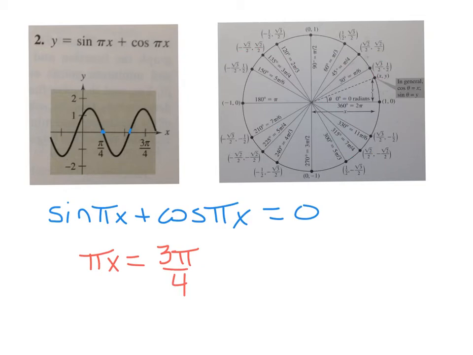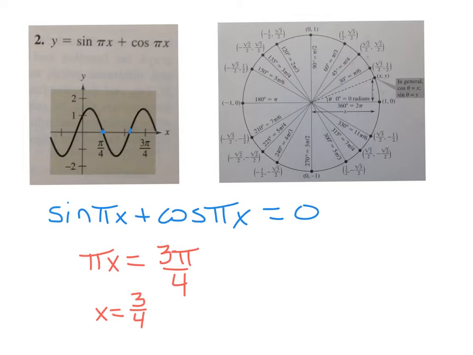Okay, so don't get mixed up, right? Because we need an angle to be put in here to take the sine of the angle to get radical 2 over 2. And so what is that angle? Well, we wish we could just put in 3 pi over 4, but then we have this pi over here. So to find x, we're going to divide by pi. And say our x value is 3/4.